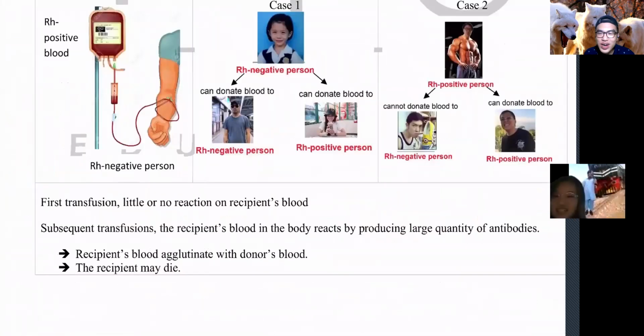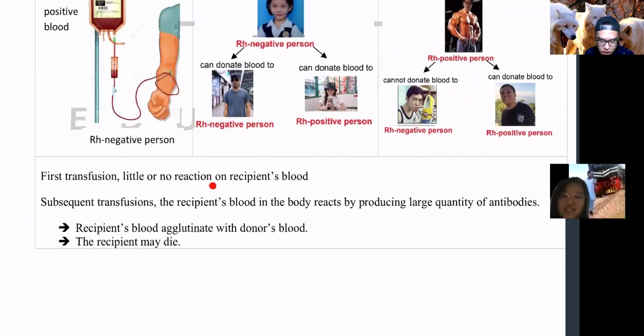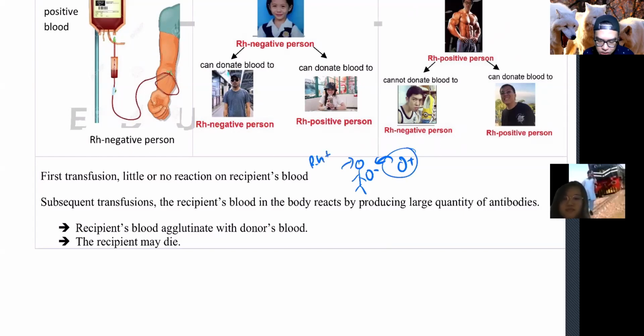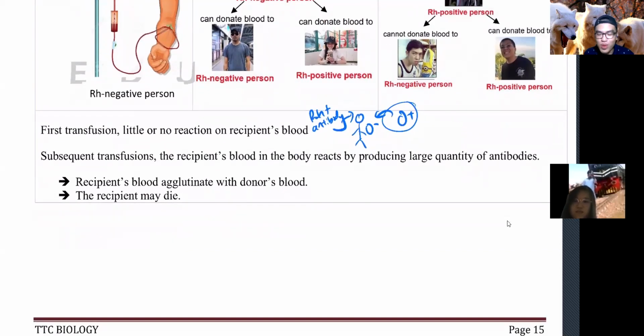So anyway, first transfusion, little or no reaction on the recipient's blood. If you are rhesus negative, let's say you are O negative, and you get O positive. Are you gonna die? No. For the first transfusion anyway, you're not gonna die. But once you receive this blood, your body will start producing rhesus positive antibody. So the second transfusion, it's gonna suck. You have the same problem like when you give A to B, you have agglutination.